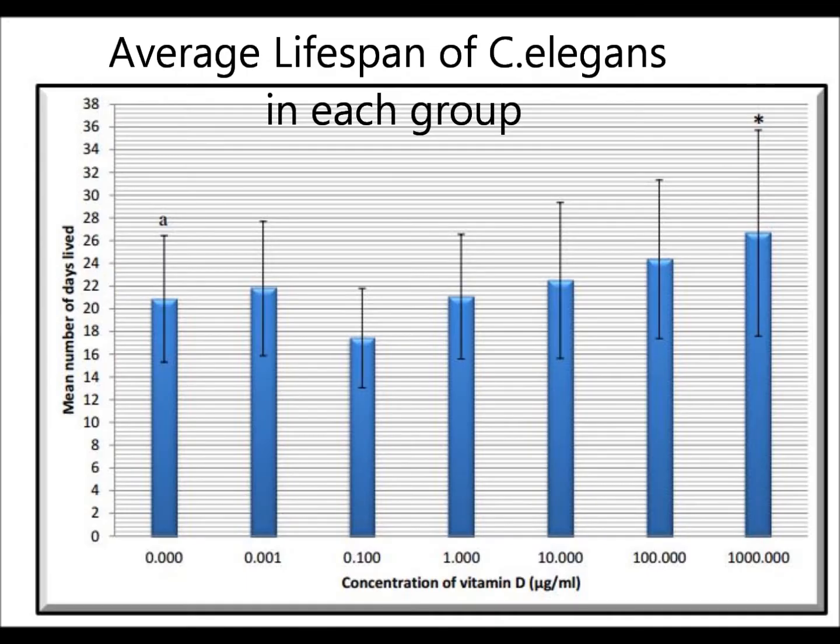Messing did an experiment on the effects of vitamin D3 on the lifespan of C. elegans. She had a control group, 0.001 microgram group, 0.01 microgram group, 0.1 microgram group, 1 microgram group, 10 microgram group, 100 microgram group, and 1000 microgram group. All of these groups showed an increase of average lifespan of C. elegans except the 0.1 microgram group. The only group to show a significant increase in lifespan compared to the control group was the 1000 microgram group.